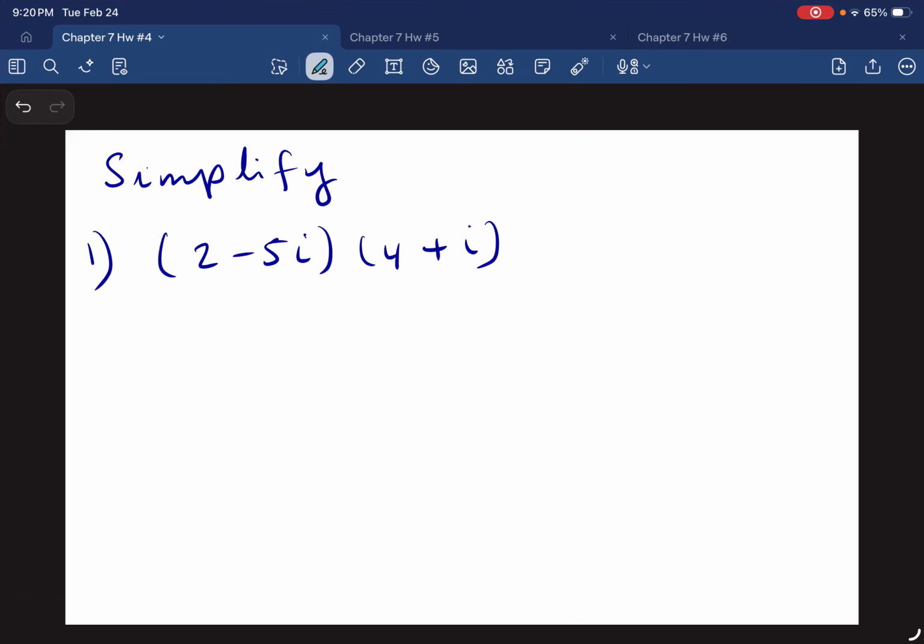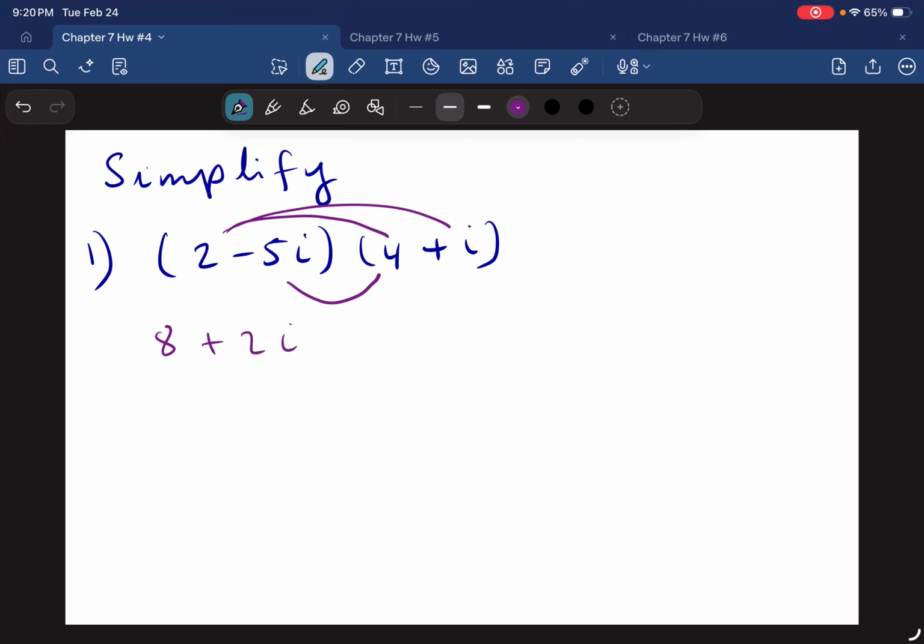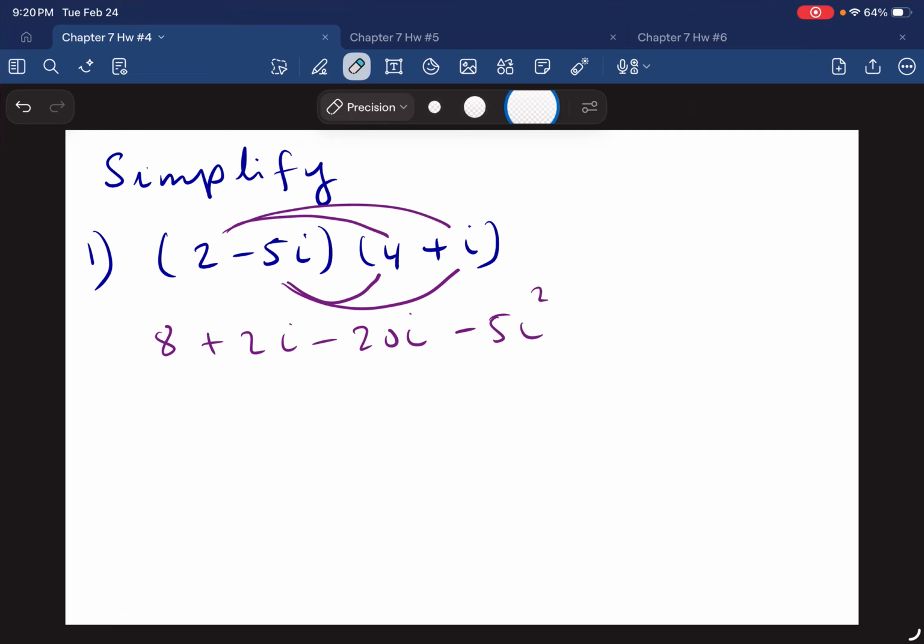Okay. When we're multiplying imaginary numbers, you multiply like you would with the letter x, except it's just i. So let's multiply them out. 2 times 4 is going to be 8. 2 times i is going to be 2i. And then we do something here, which is negative 20i. And that's going to be minus 5i squared. Now we're going to combine like terms. And whenever I see an i squared, I'm going to replace it with -1. So like this guy right here. See the i squared? That's -1 right there. So I'm going to replace it too.